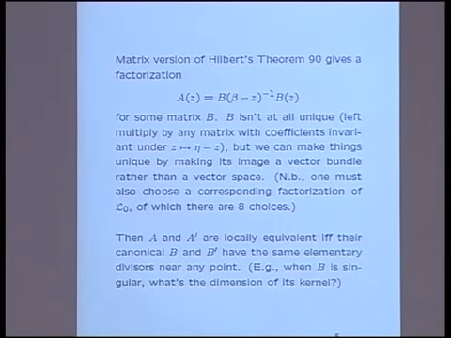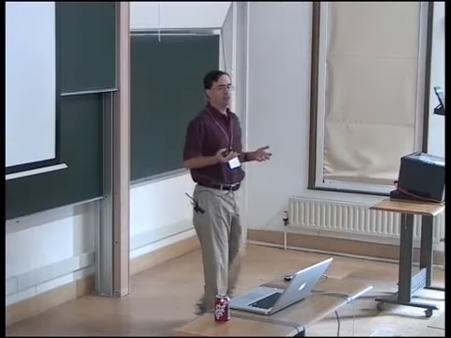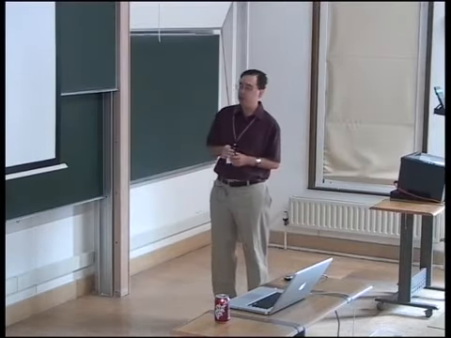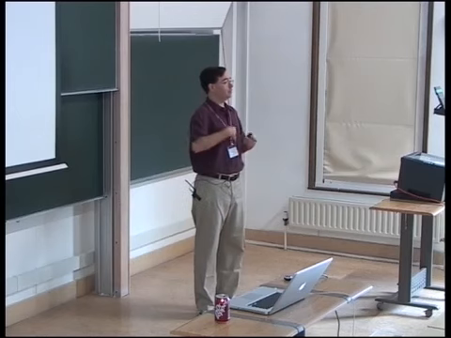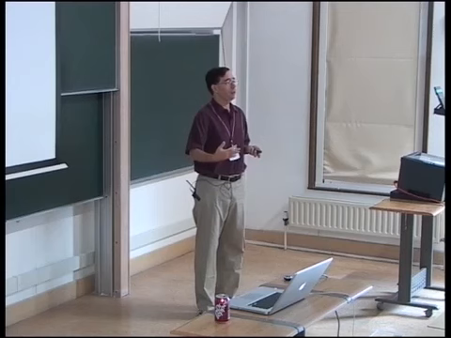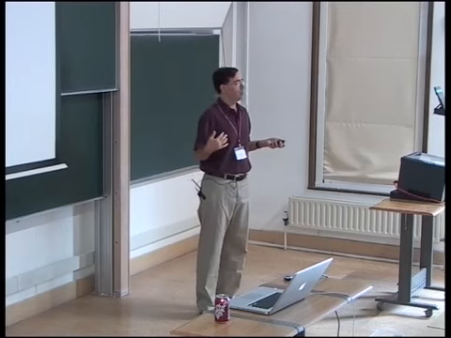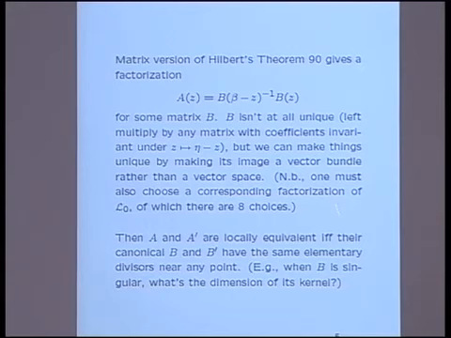But if you are willing to let the image of B be a vector bundle rather than just some rational vector space, then you basically get a unique factorization by insisting that B be regular. B should be a holomorphic map to this vector bundle, and the vector bundle should be as small as possible. And not only is this a canonical factorization, it's not too difficult to compute. This is something you can actually do by hand, or on a computer, if you have some particular matrix you want to factor like this. You can do this factorization without too much ado.